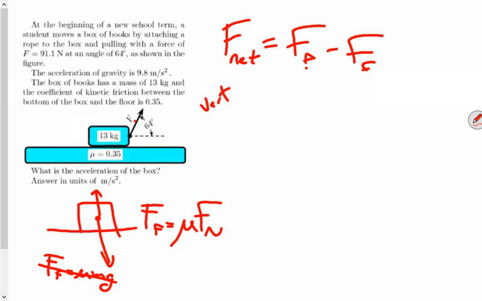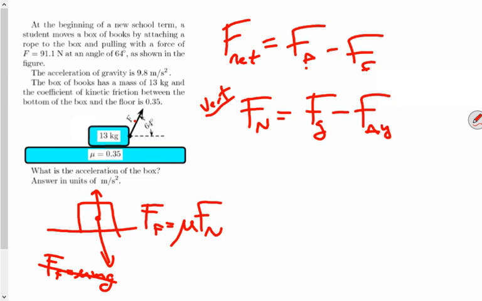For that part, we're going to have the weight pushing down, which is 13 kilograms. And then we have the normal force. We've got to figure out what that's going to be. So our normal force is going to be equal to the weight pulling down minus a little piece of that force applied, the y piece, pulling back up. So do you understand?